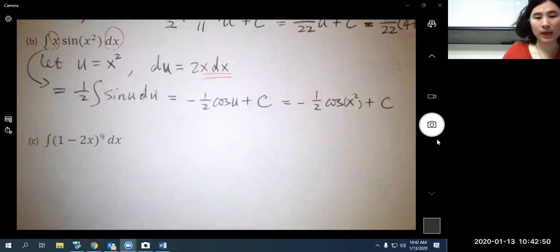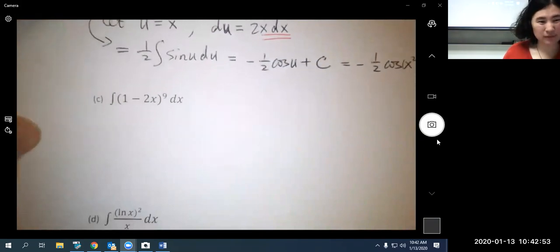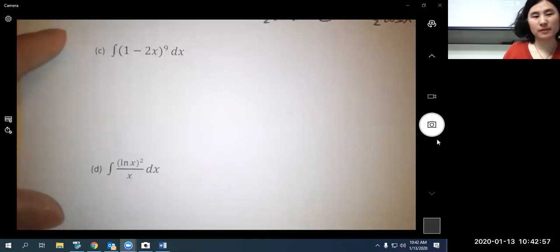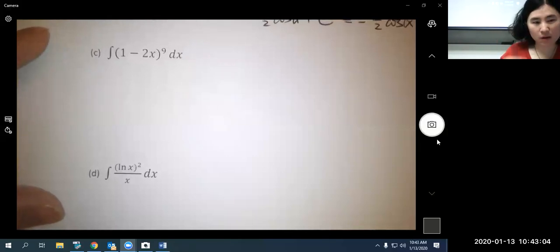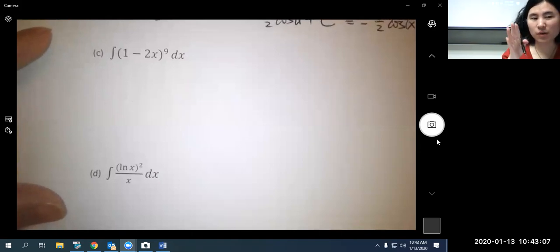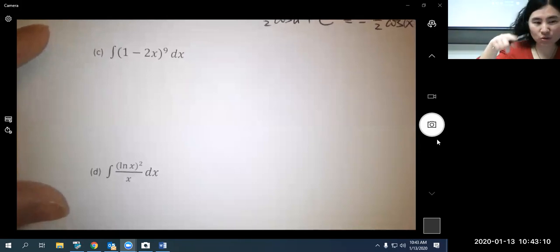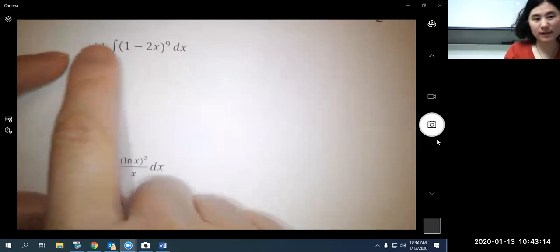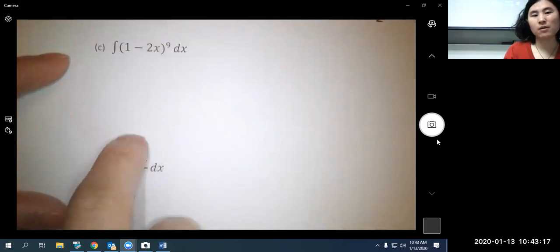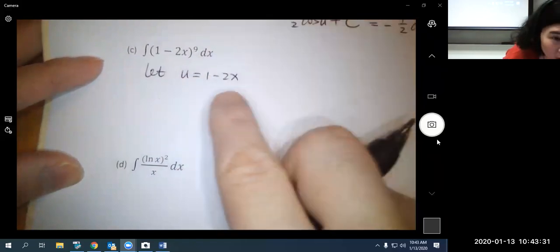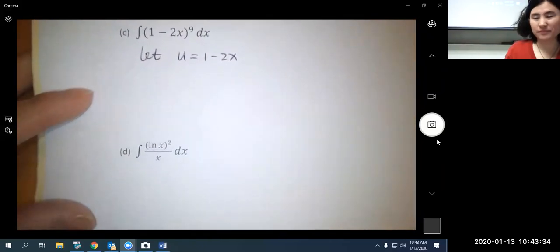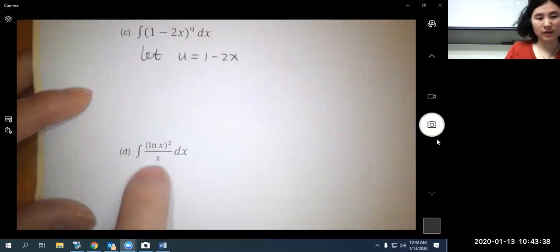All right, now questions C and D. I want you to think about these two problems for a couple of minutes, 1 or 2 minutes, and then we'll talk about what u is. Then I'll let you do these two problems in groups. So let's look at C: the integral of (1 minus 2x) to the ninth power dx. If we use the substitution rule, which part do you want to set to be u? Yeah, okay, so let u equal 1 minus 2x. You're going to try this in groups. All right, question D: ln x squared divided by x dx.